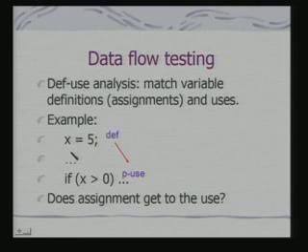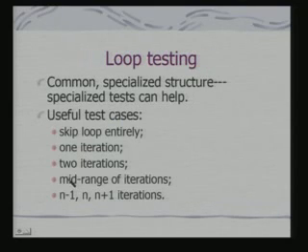Data flow testing is this: if I am defining a variable, am I using the variable correctly? Then there is loop testing. With a loop, various conditions can happen.